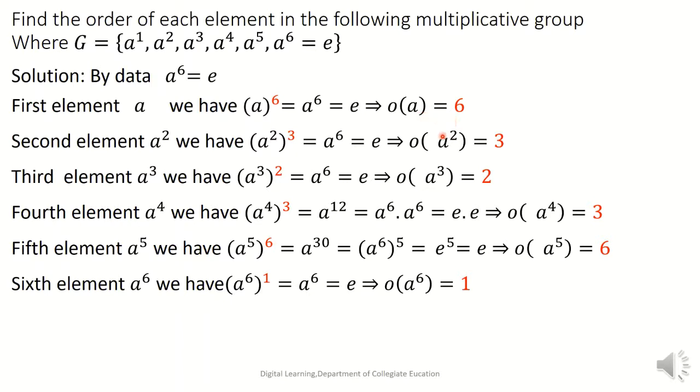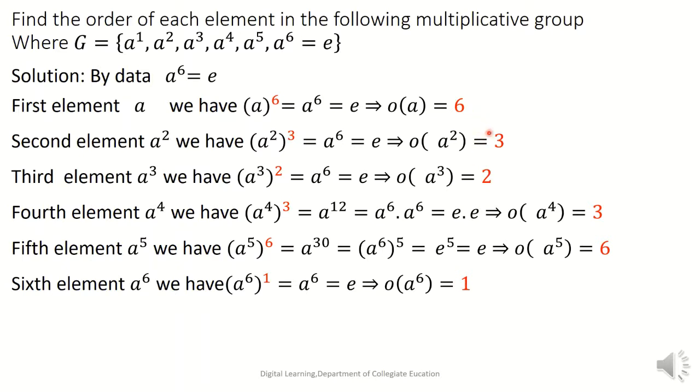Then the order of A square is 3. Order of A cube is 2. Next, the order of the fourth element, that is A power 4, is 3. Order of A to the power of 5 is 6. And the order of A power 6 is 1.